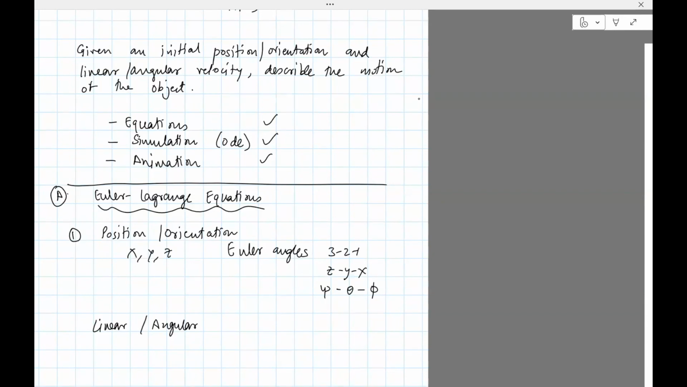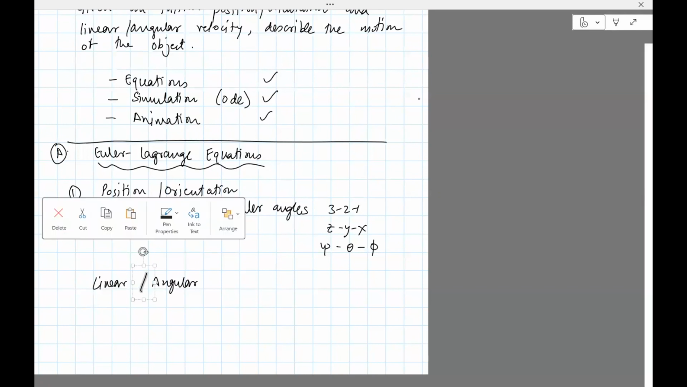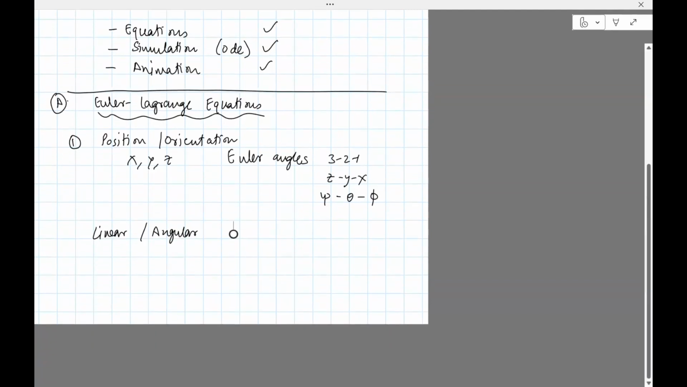So step one. Position and orientation are known. It's x, y, z. The Euler angles are, well, we'll use 3, 2, 1, but you could use any one of the 12 available, 1, 3, 1, 1, 2, 1, and so on. We need to compute the linear and angular velocity. The linear part is easy. It's just x dot, y dot, z dot. No problem.